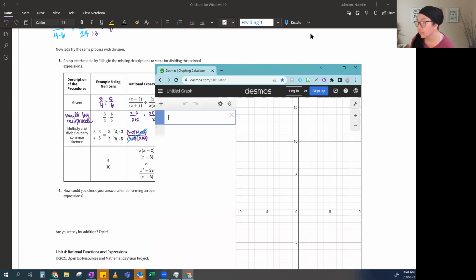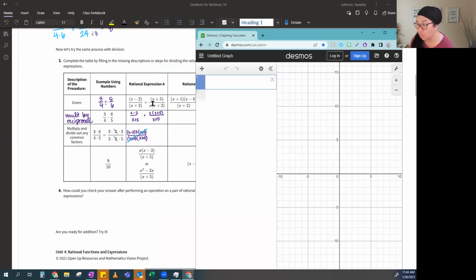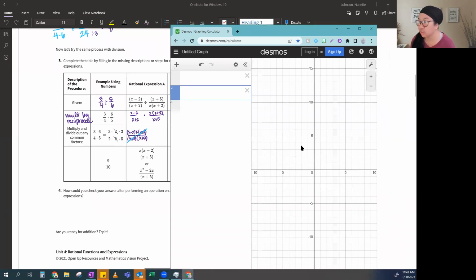And the way we're doing this is I'm going to put this whole expression in here. And then I'm going to put this whole expression in the next line. And what should happen? Very good. The two functions should be right on top of each other, right? If they're not on top of each other, you did something wrong. You messed something up, okay?